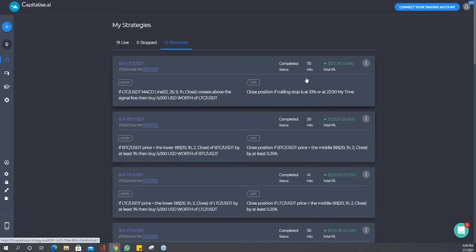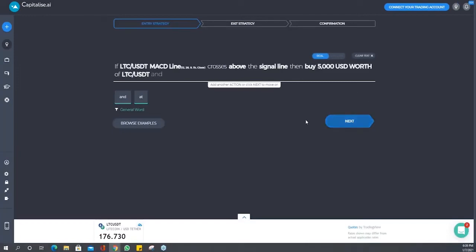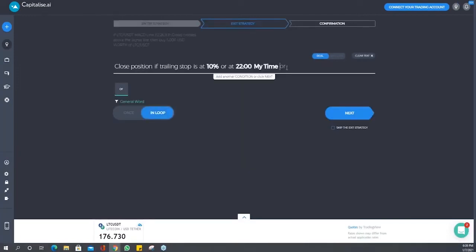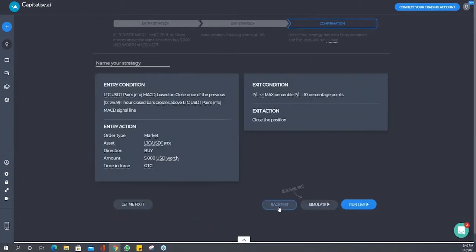John, nice strategy here. Just a really simple MACD crossing over the signal line. I wonder if I take that away, if it'll be better. You can see we got 70 hits with 11.46. So, okay, let's try something. This is how I like to do it. If you want to find the best strategies, you need to constantly alter them. So let's take this away, and let's just go at a trailing stop of 10%, and backtest that and see what comes out.